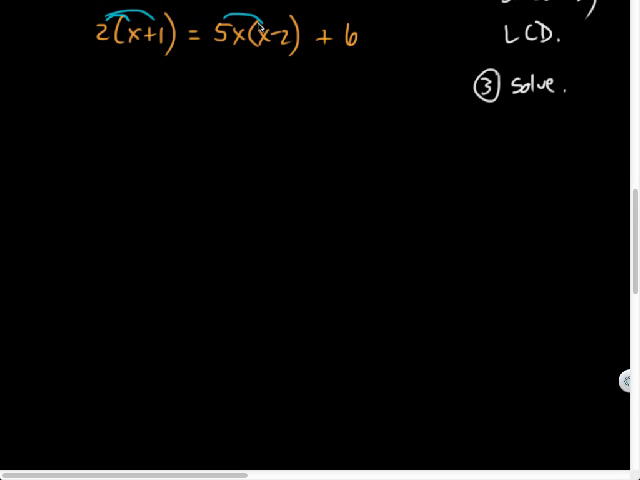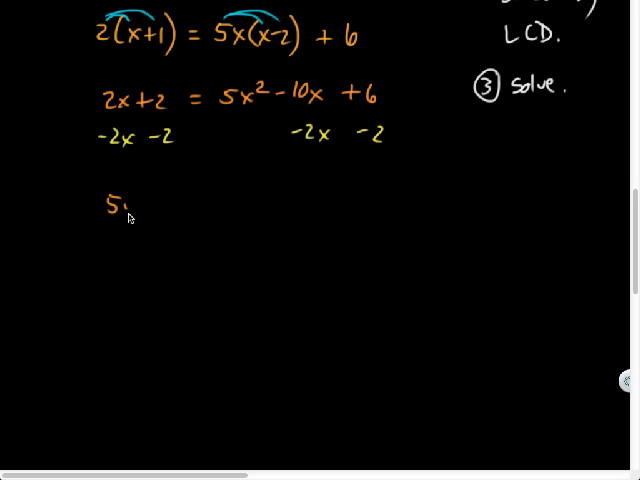So, that's an x minus 2. Let's distribute these. This is 2x plus 2. This is 5x squared minus 10x plus 6. Oh, behold, it's a quadratic equation. I'm guessing we should set this equal to 0 and solve using some of our previous techniques. I'm going to flip it over here because I like this. 5x squared minus 12x plus 4 equals 0 is what I'm left with.